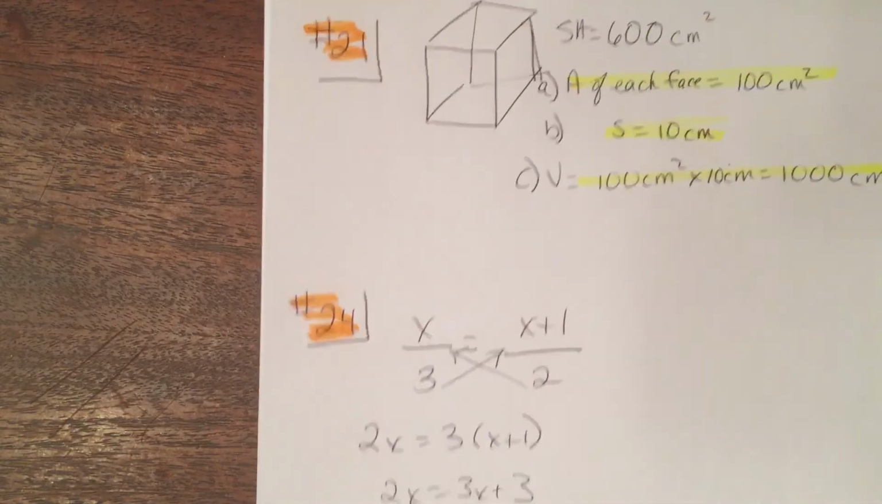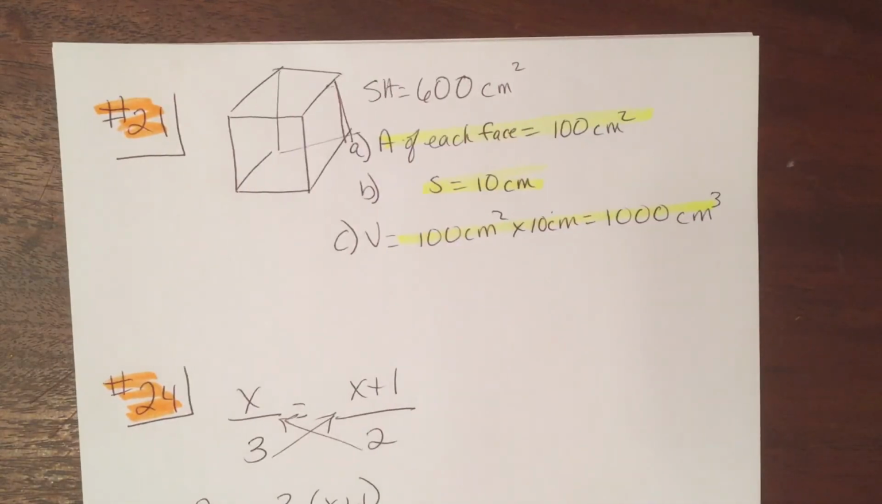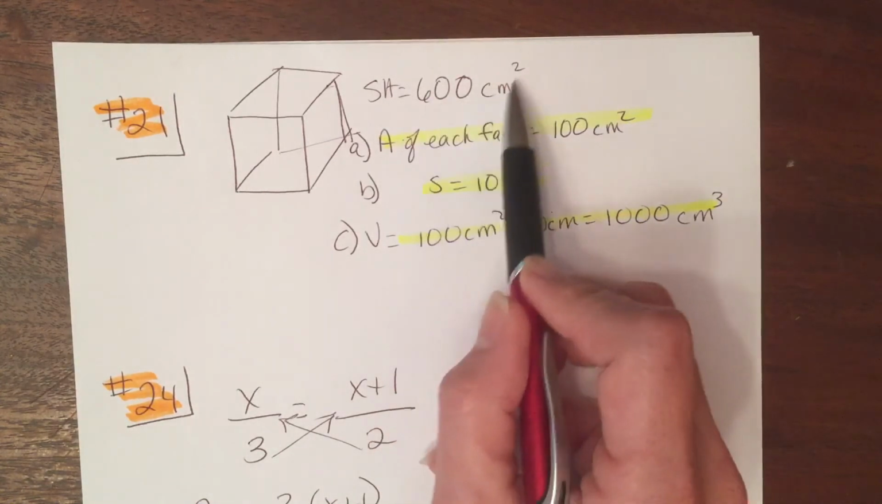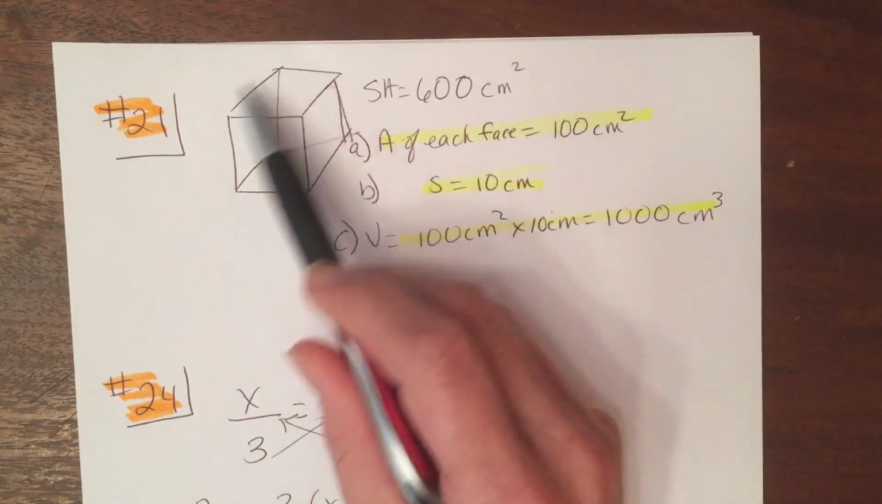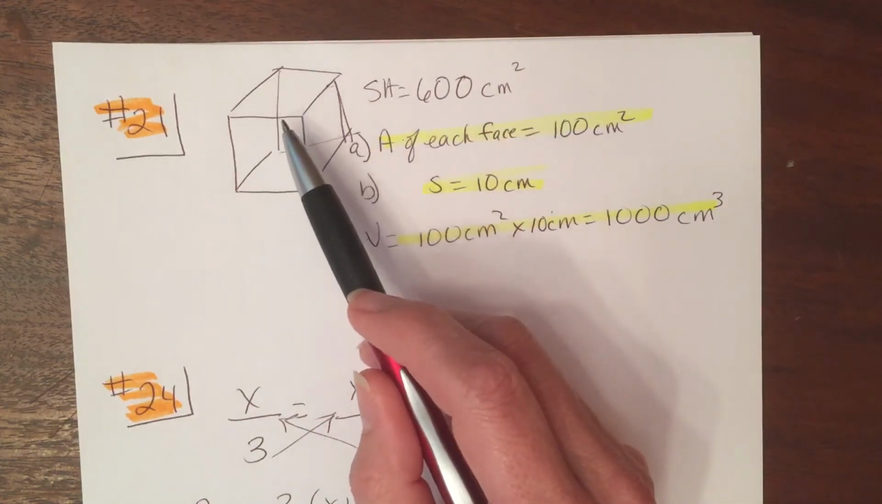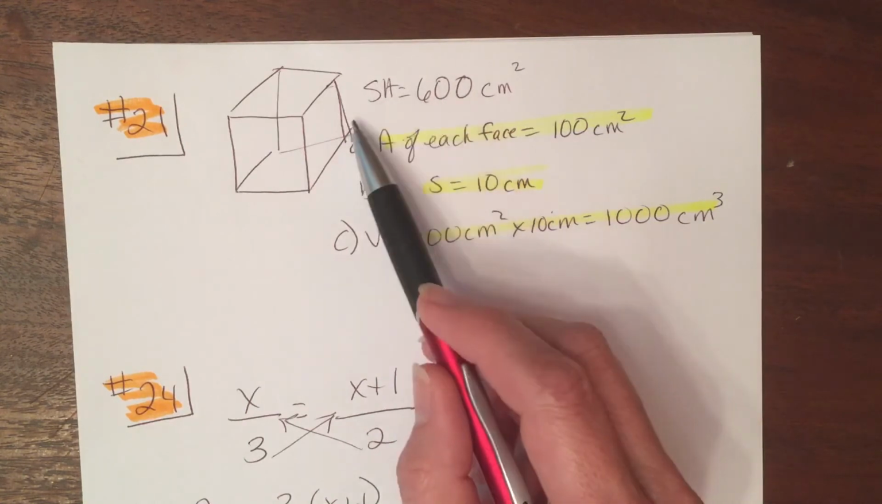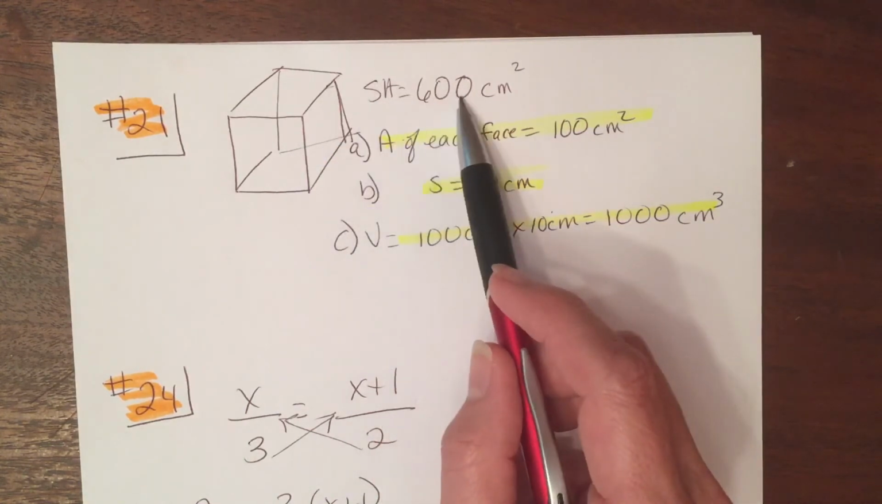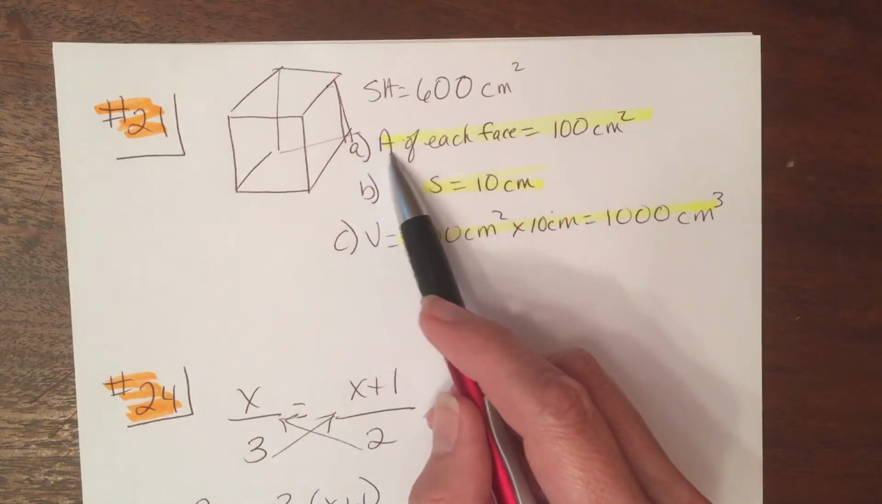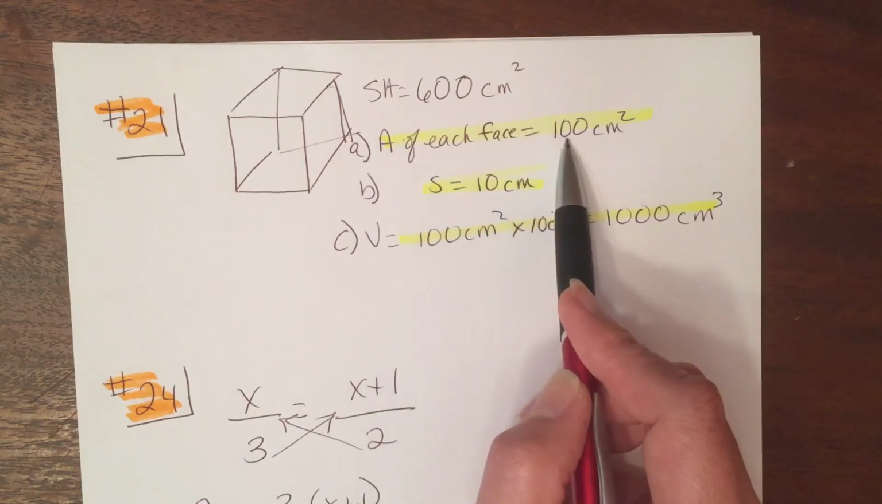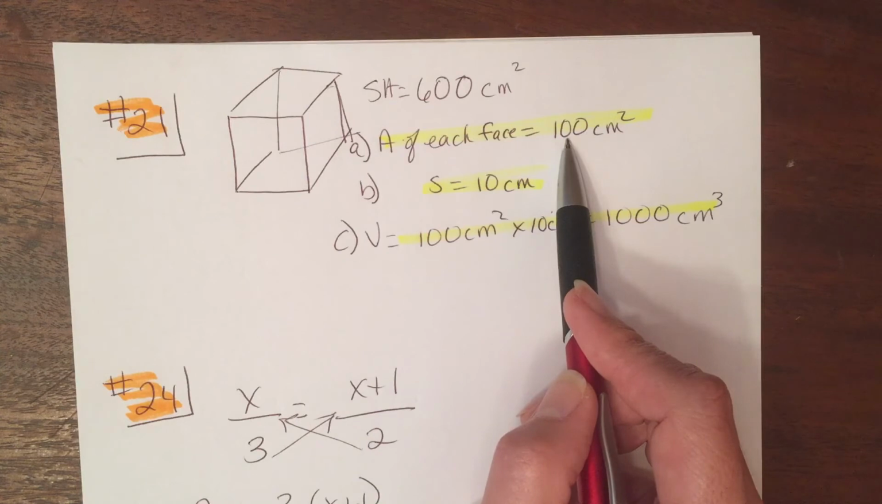Okay, number 21. In number 21, they tell us that a cube that contains a liter of water has a surface area of 600 centimeters squared. Okay, that means all 6 surfaces, if I combine all their areas, I would get 600 centimeters squared. So I know that a cube has 6 surfaces, so if I divide 600 by 6, that means the area of each of the faces must be 100 centimeters squared.